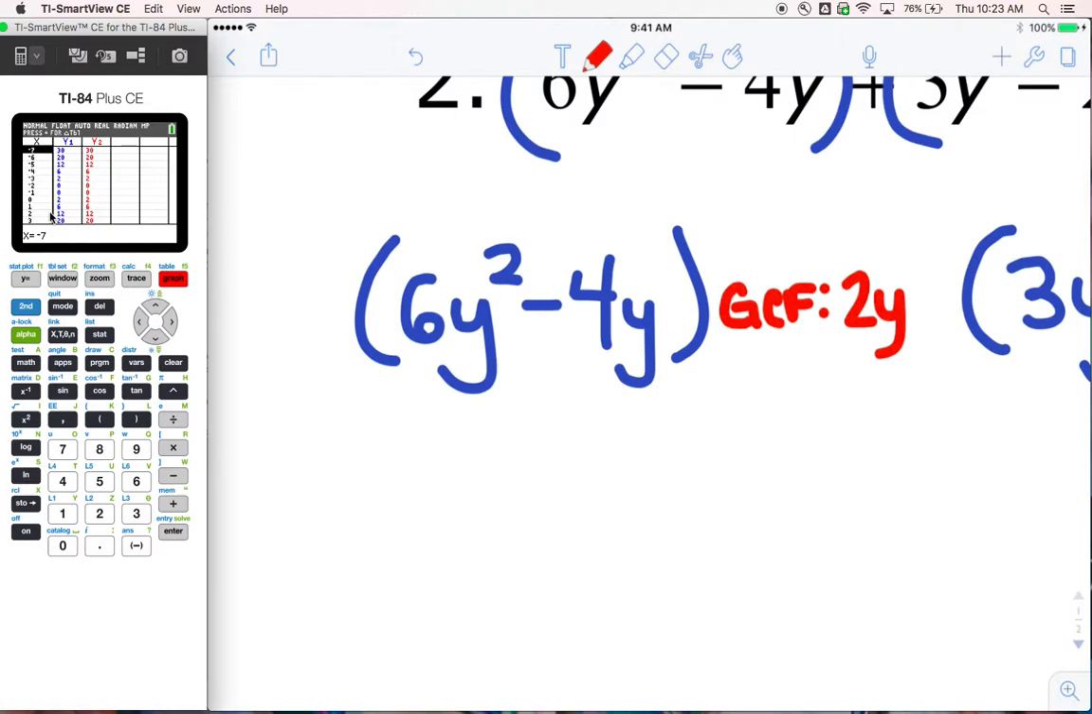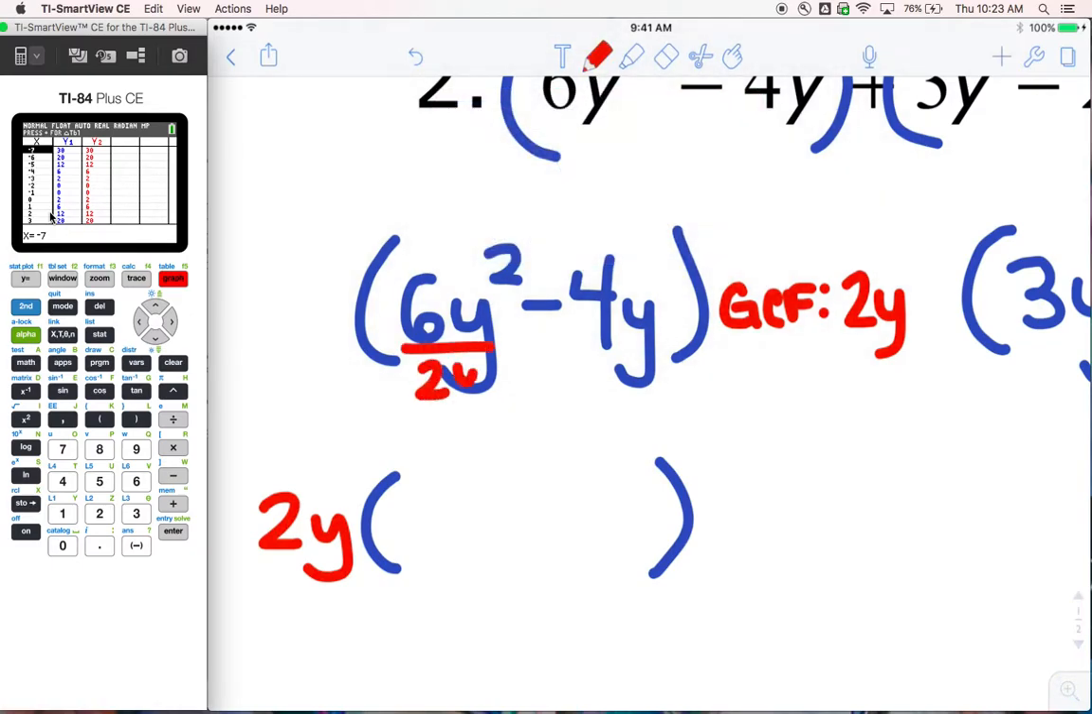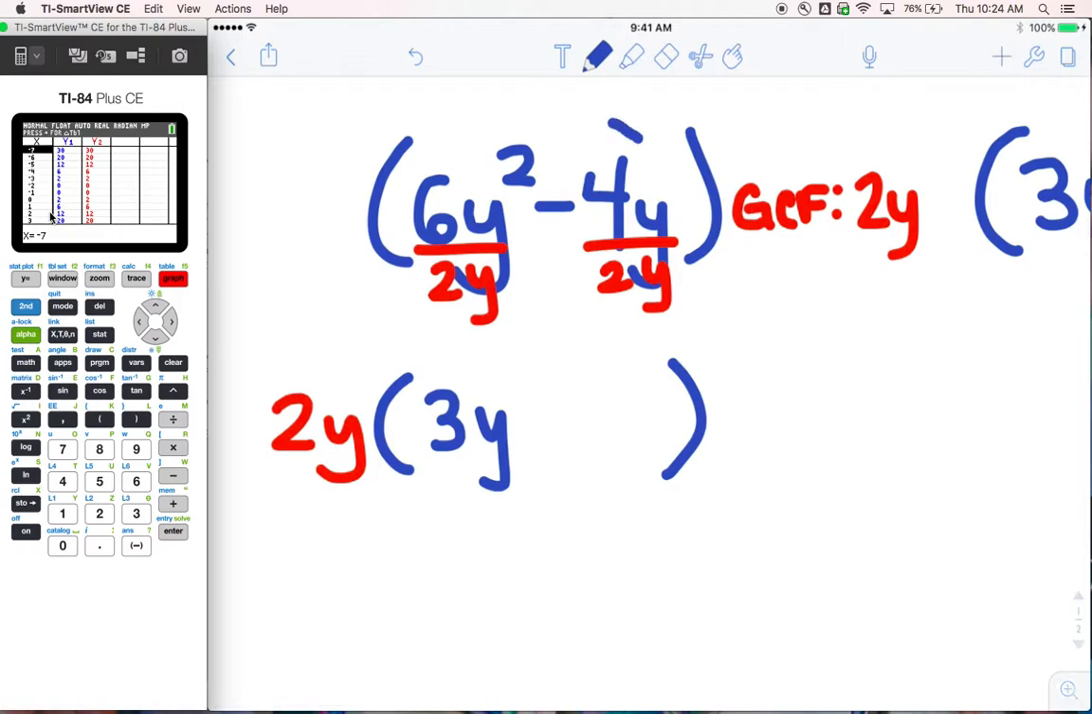So let's write 2y on the outside of my parentheses. And I just need to now figure out what's left over. I do that by dividing out the GCF, right? We're dividing out the 2y. So what do I get? Well, 6 divided by 2 is 3. And y squared divided by y is just y. What about the next one? Negative 4 divided by 2 is negative 2. And the y's cancel. Perfect. All right, we're done with the first group.